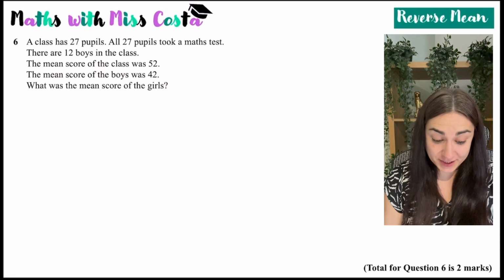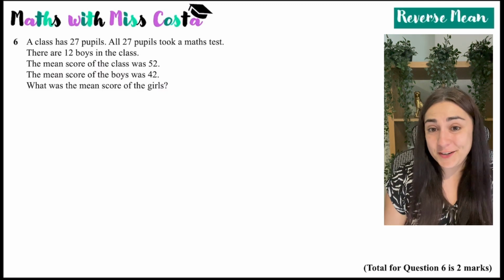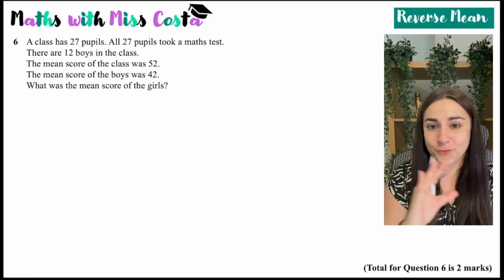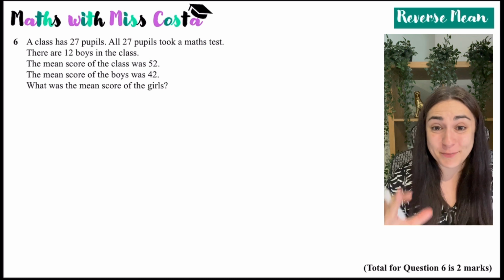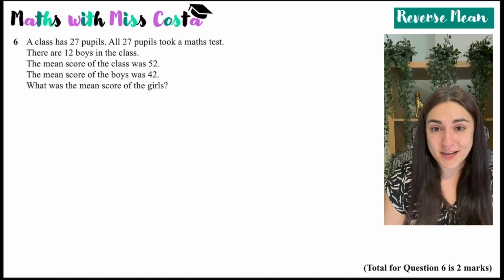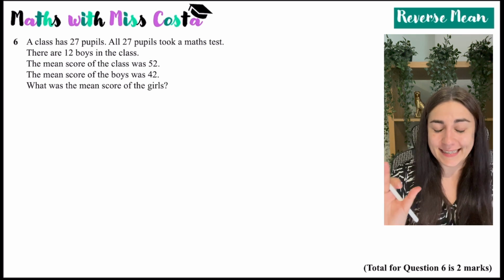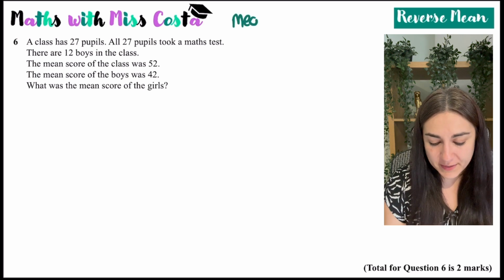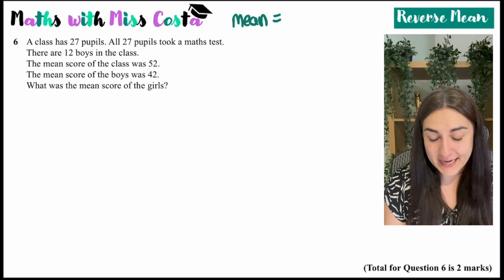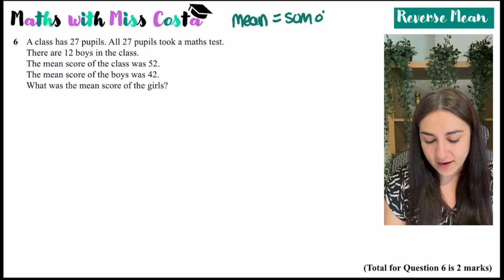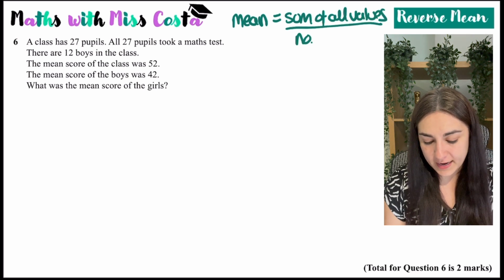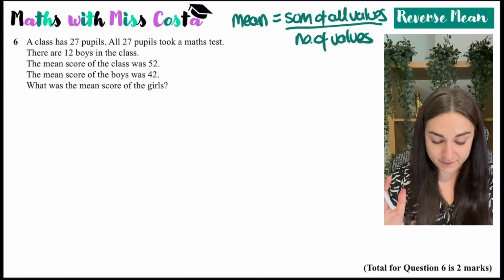Okay, so in this question, there's quite a bit of information. Whenever you see anything in a question, please, can you just write down what you know about it before you panic? Especially worded questions. So what do you know about the mean? How do you find the mean? The mean is the sum of all the values divided by the number of values. Okay, so before we even start, we have that in the back of our mind.